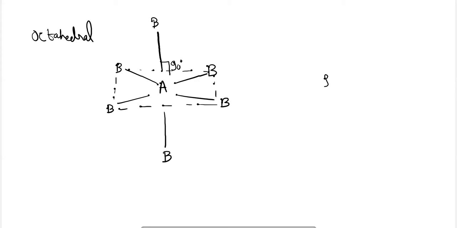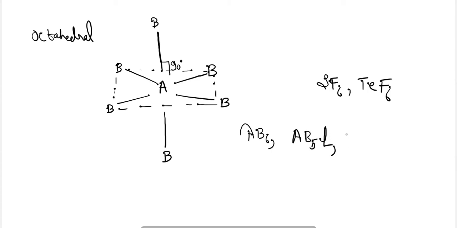Some examples are SF6, TeF6. Okay, these are examples of this compound. Here we will see that different structures can be formed. The compounds formed can be AB6, AB5L, where L denotes the lone pair, AB4L2, AB3L3.